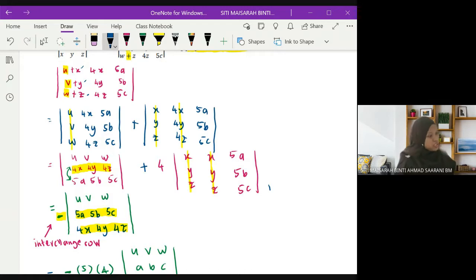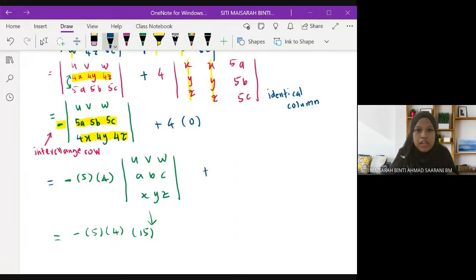Okay, this is properties number 2 dekat buku awak number 2. This is identical row ataupun identical column. Kalau identical column, determinant dia is become 0. So the automatic kat sini, this is plus 4 multiplied by 0, so yang bahagian belakang ni should be kosong. Sebab apa? This is identical column. Dia sama ada identical column or identical row. So then belakang ni akan jadi 0 lah.